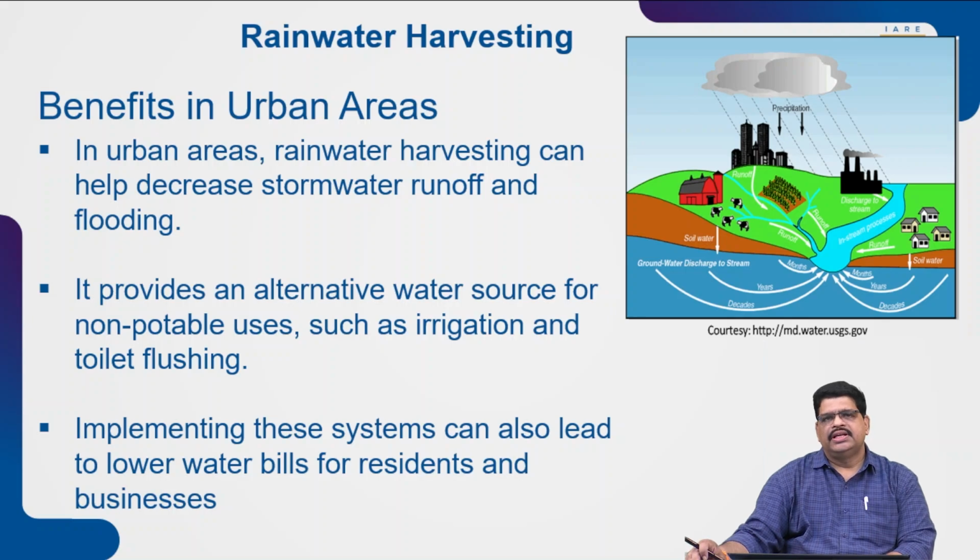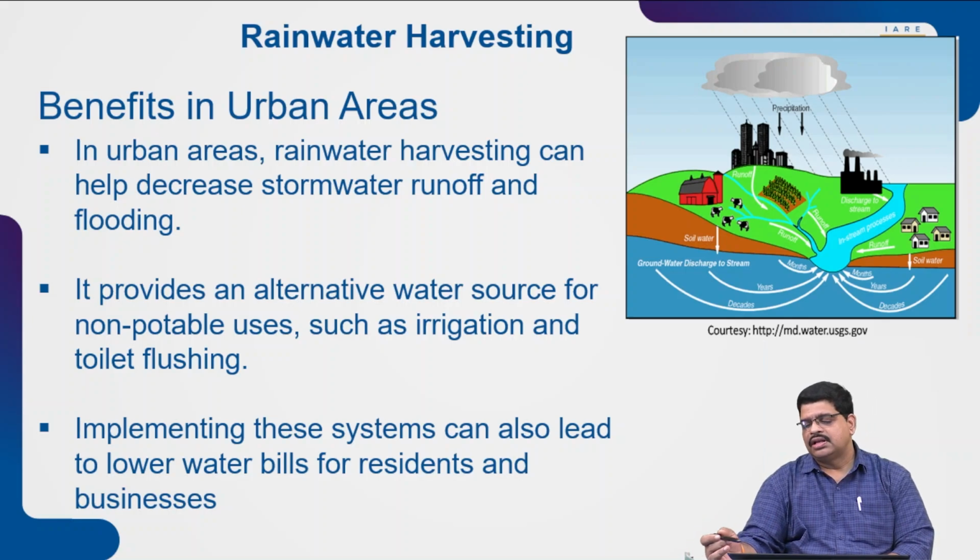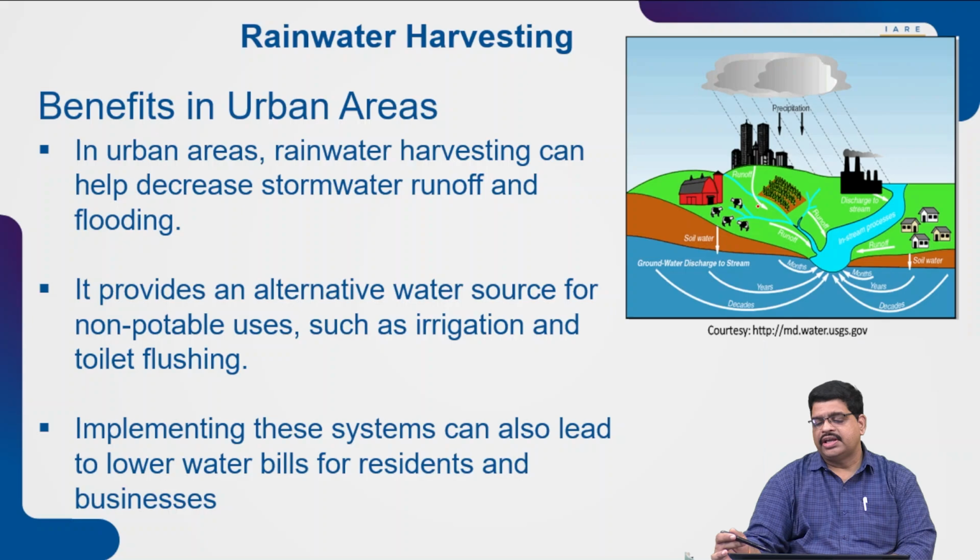Next, it can provide alternative water sources for non-potable uses. As I said, non-potable uses means it cannot be used for drinking water purposes and can be used for secondary uses. Next, irrigation and toilet flushing, as we discussed previously, can be done. Next, implementing the system can also help. Some techniques have to be provided here. The rainwater harvesting from industrial water and other water, the soil can also absorb the water, and it can be filtered, due to the urbanization of the area.